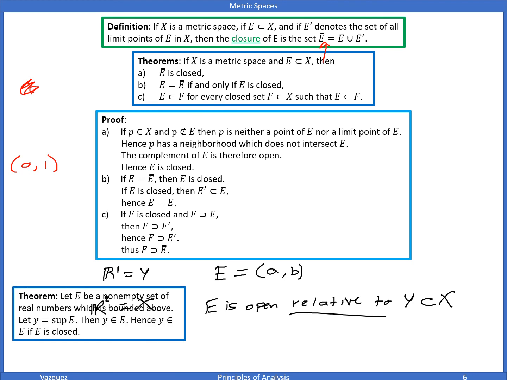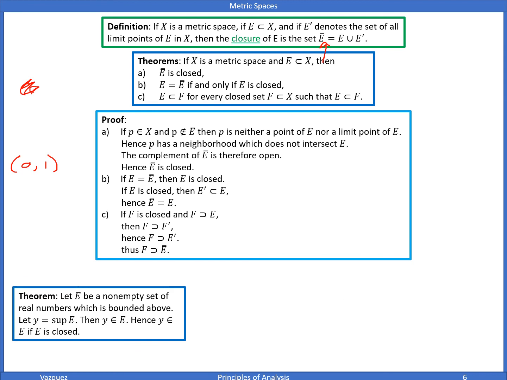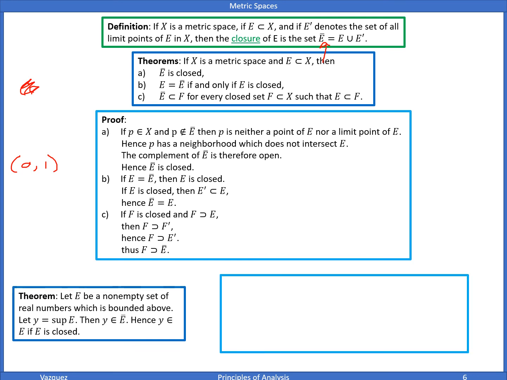Finally, we have that we let E be a non-empty set of real numbers which is bounded above. We're going to let Y equal the supremum of E. Well, then Y is in the closure of E. Hence, Y is in E if E is closed. So it's a little proof.